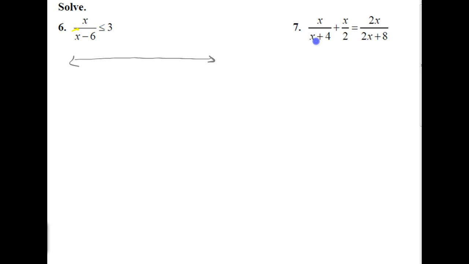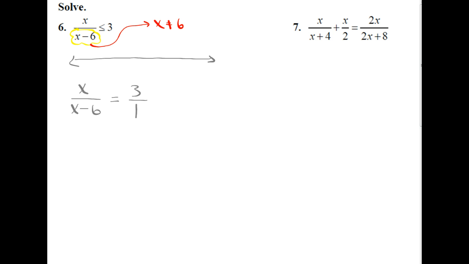So right here I have this denominator x minus 6, and what value for x would make that 0? That would be 6. So x is not going to equal 6, so that's going to be one of my boundary restriction points on my number line. And the other one is then going to be the solution of when this is actually equal. So I'm going to go ahead and solve x over x minus 6, and when is that equal to 3?